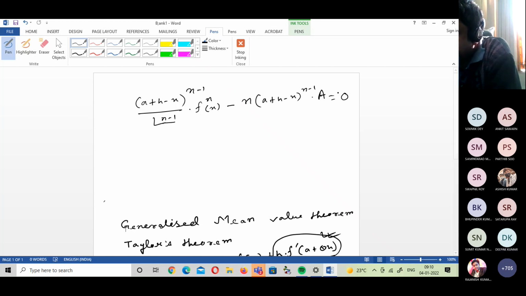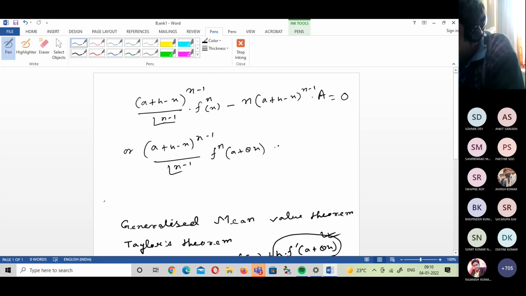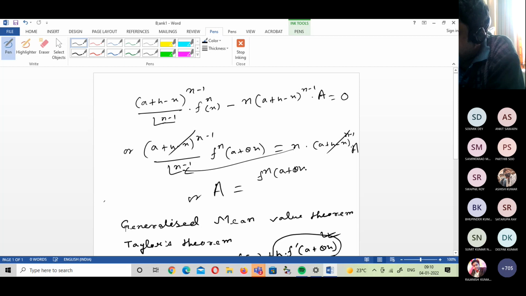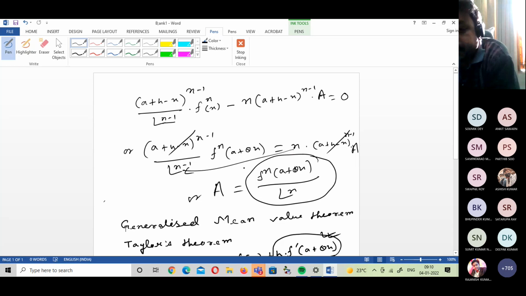So from here, you can easily conclude what is the value of A. A plus h minus x to the power n minus 1 by factorial n minus 1 f of n, suppose it is a plus theta h, equals n into a plus h minus x to the power n minus 1 into capital A. Now this will be cancelled. This n is multiplied here. So capital A is f n of a plus theta h by factorial n, which is the Lagrange's form of remainder.